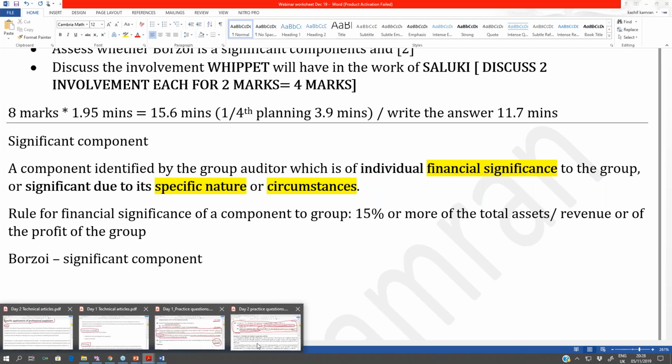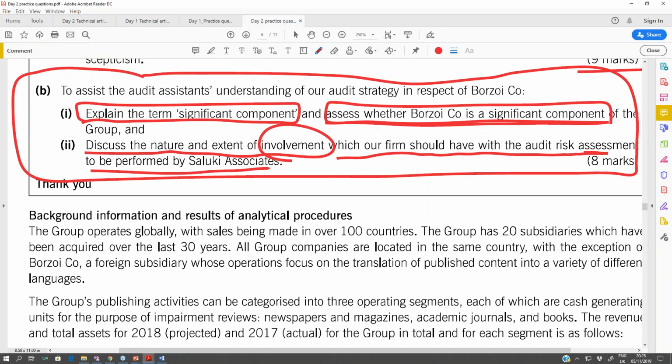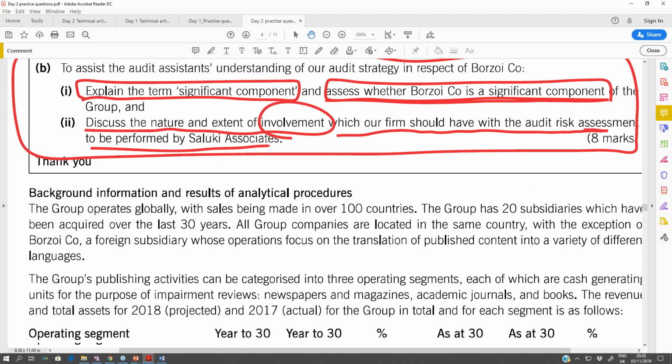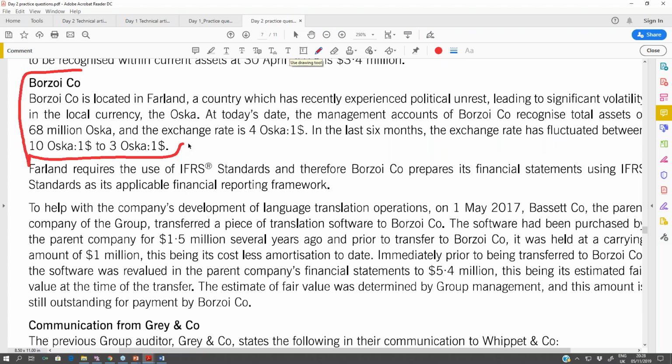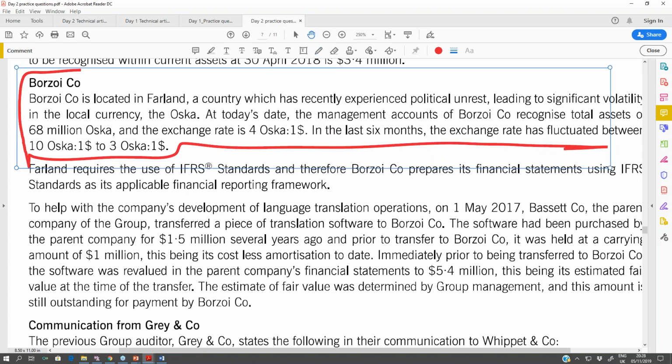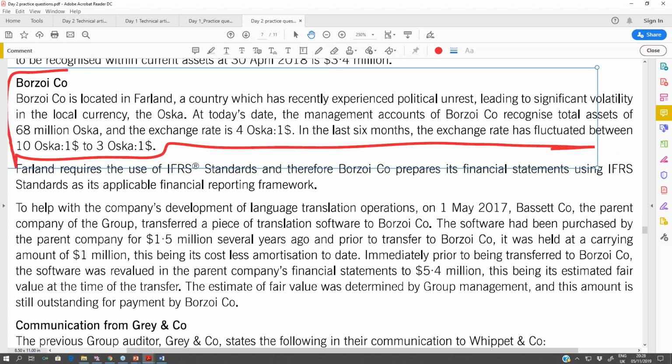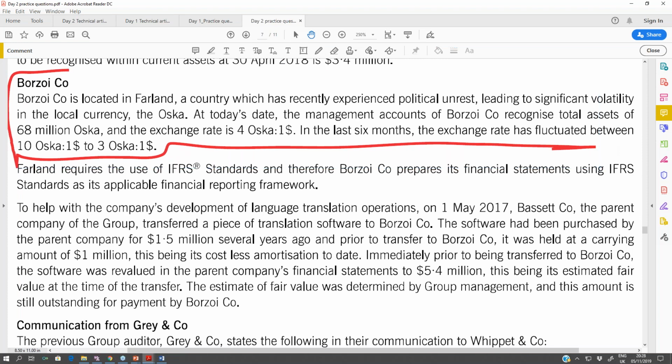Okay, let's see, is there a paragraph for Borzoi? Yes, there is a paragraph for Borzoi in this question. Right here. Let's read this paragraph and identify, is Borzoi a significant component? Borzoi is located in Farland, a country which has recently experienced political unrest. So it's also important by its specific circumstances, because it's located in a country where there is political unrest, which can bring the going concern of Borzoi into doubt as well.